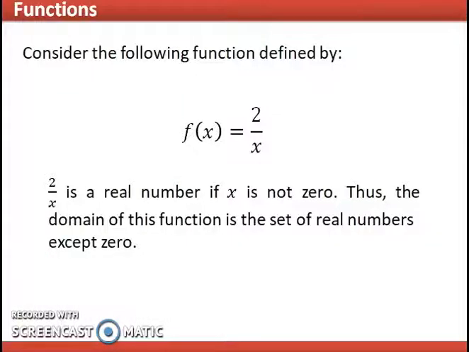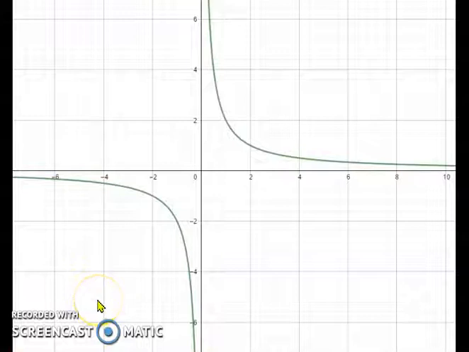Consider the following function defined by f of x is equal to 2 over x. So 2 over x is a real number if x is not 0. Take note that we are not allowed to divide a number by 0. So x in the denominator cannot be 0. So thus, the domain of this function is the set of real numbers except 0. If you're going to look at the graph of f of x is equal to 2 over x, that one will look like this graph.